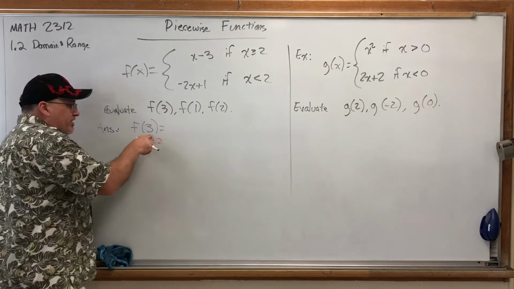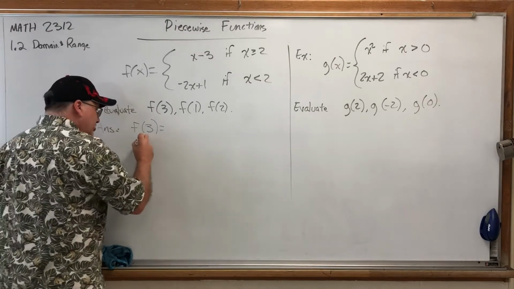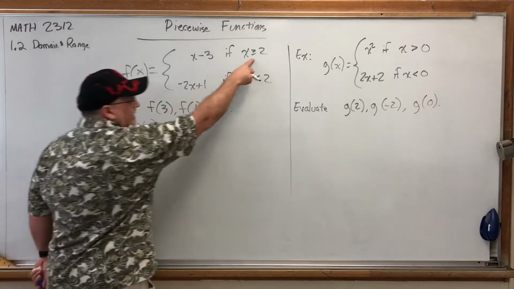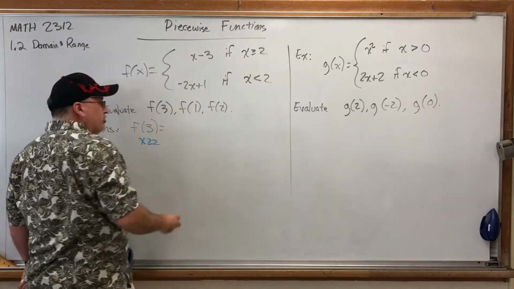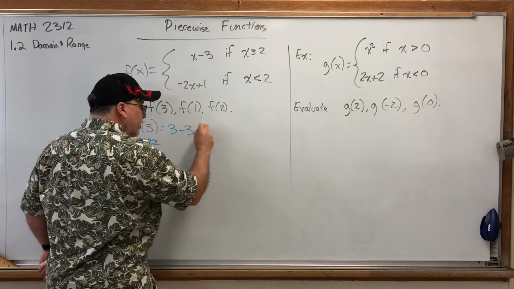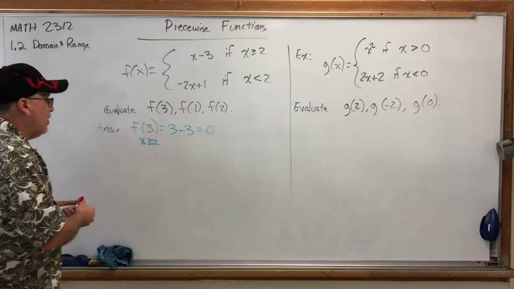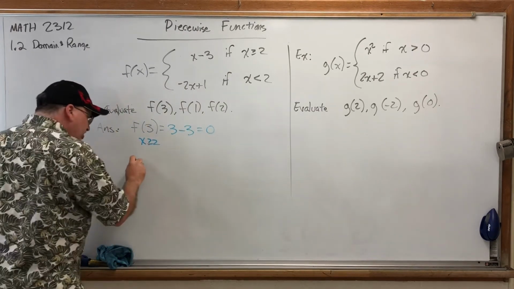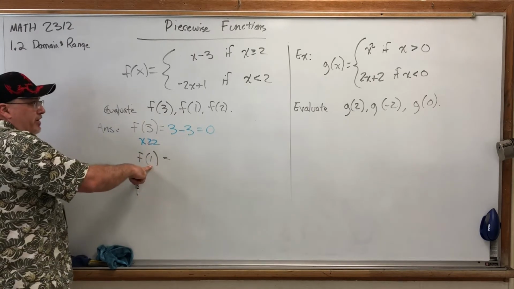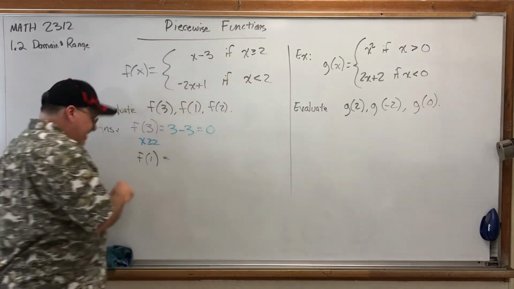Anyway, 3 satisfies the inequality x is greater than or equal to 2. And since it satisfies that inequality, that means we're going to choose the top function. We're going to do 3 minus 3, which of course would give us 0. Same thing for all of them. You simply choose which function based on the input, in this case f of 1, and the inequality it satisfies.